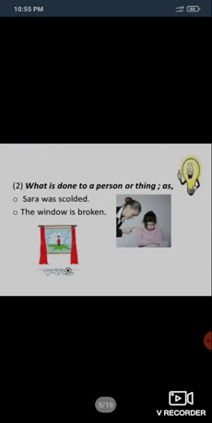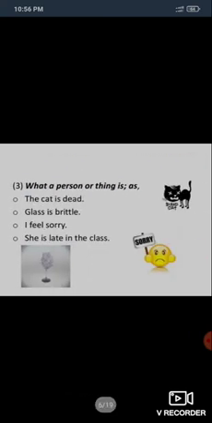Now the second point is what is done to a person or thing. Sarah was scolded. In this sentence, Sarah is scolded by someone, so it is done to a person or a thing. The window is broken. So broken is a verb. Now the third point is what a person or thing is. Like the cat is dead. The glass is brittle. I feel sorry. She's late in the class. So what a person or thing is also shows that it is a verb.